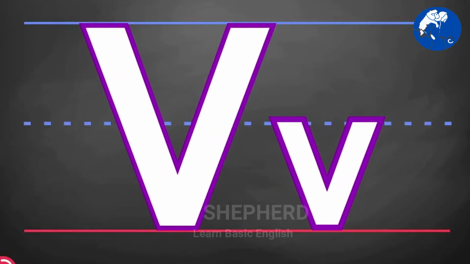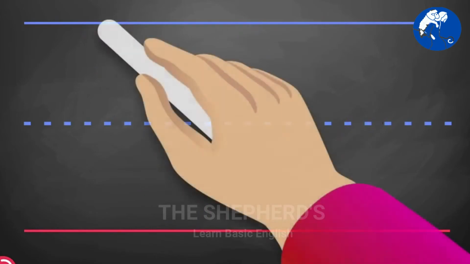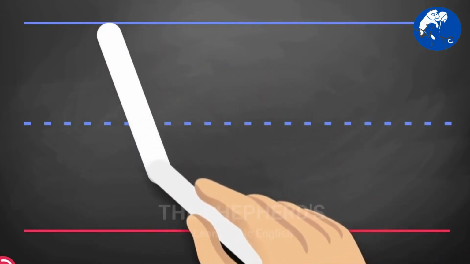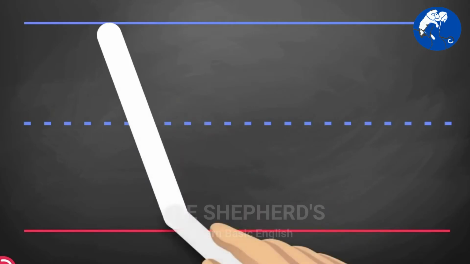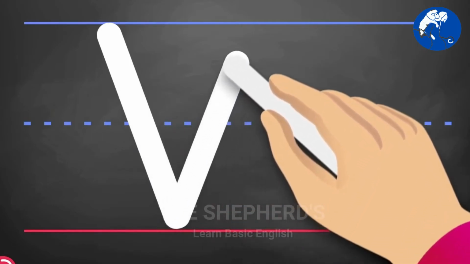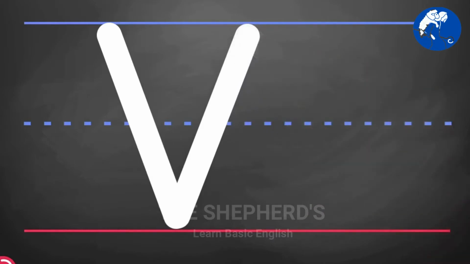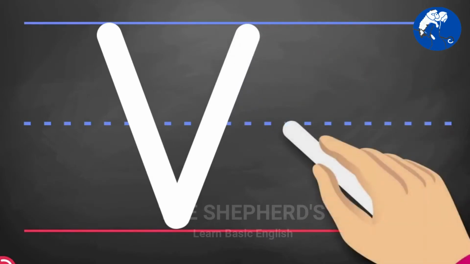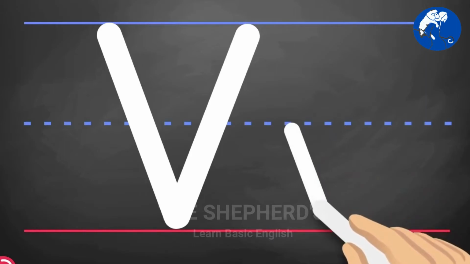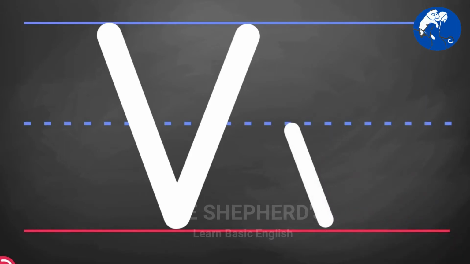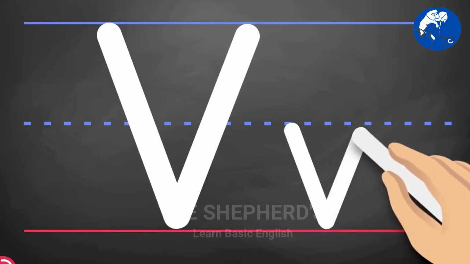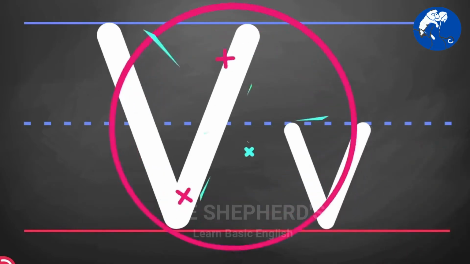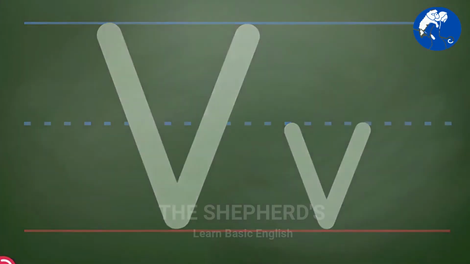The letter V. Uppercase V. From the top, slant down. And slant up. Lowercase v. Slant down in. And slant up out. Very good.